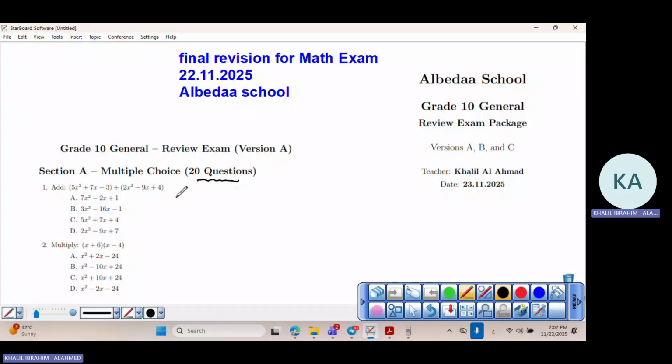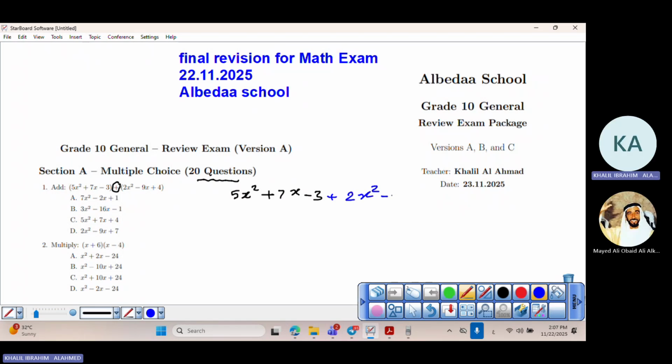Version A. Okay, we will try the question here. Add two expressions. As you see, the sign is positive. To add two expressions, no need to change anything. Just write here 5x squared plus 7x minus 3, plus 2x squared minus 9x plus 4.